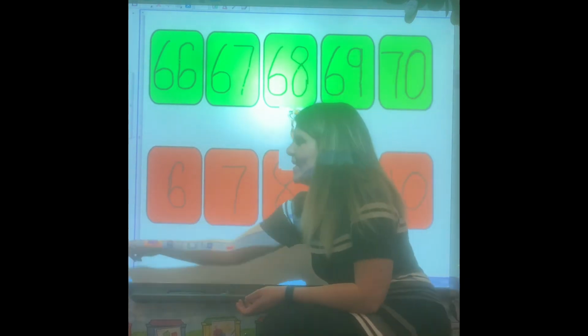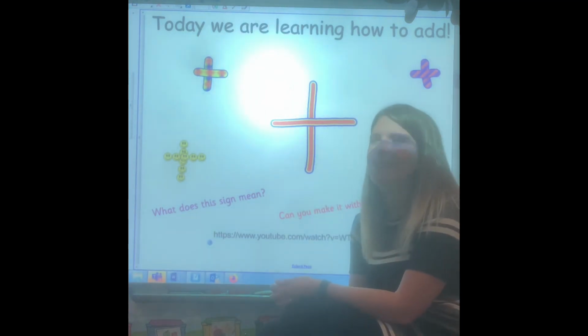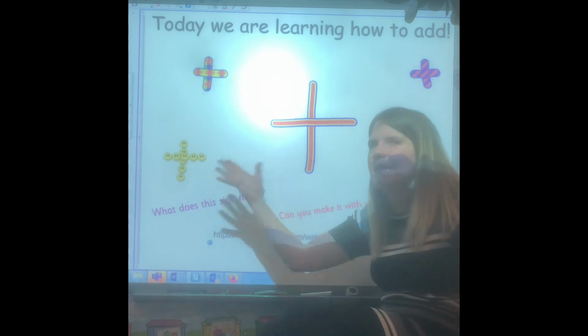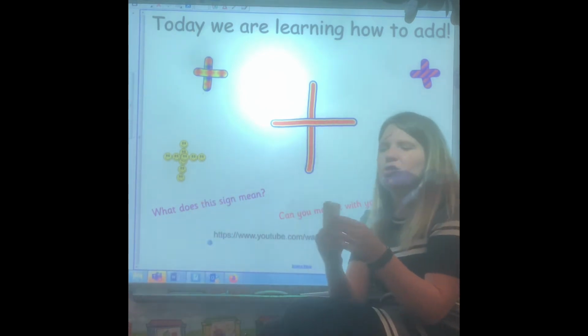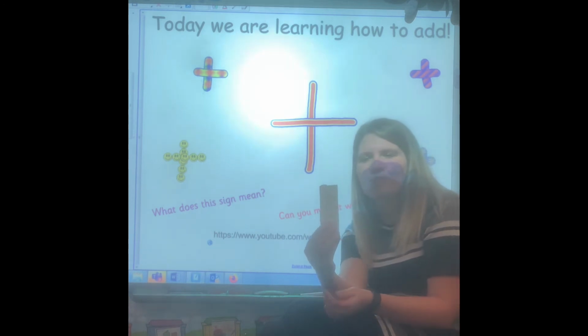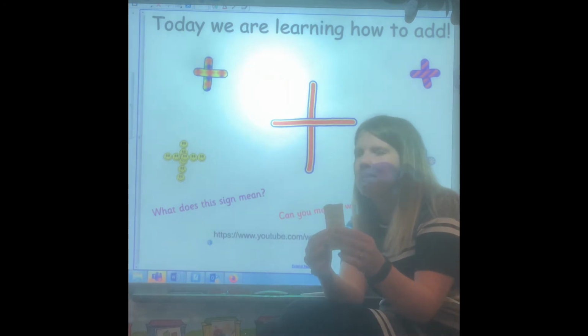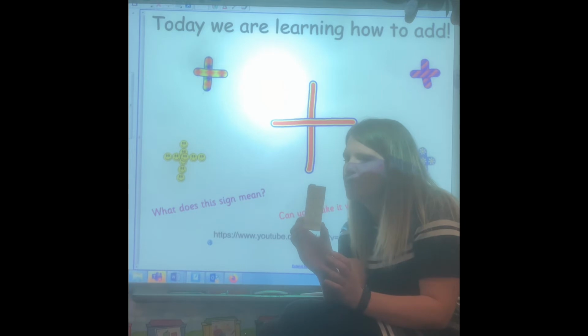And now it's time to do our adding work and addition work today. And remember, when we say an adding sign, that means it's getting bigger. And for our adding work today, we should have 10 items, 10 blocks, 10 Lego blocks, 10 bits of pasta, whatever you've got you can use.